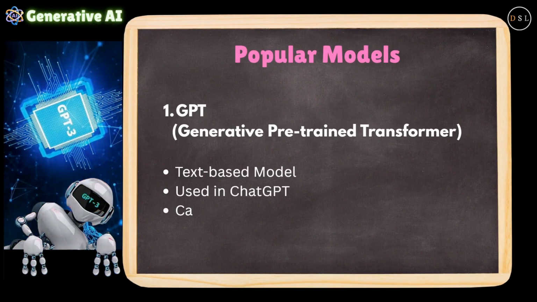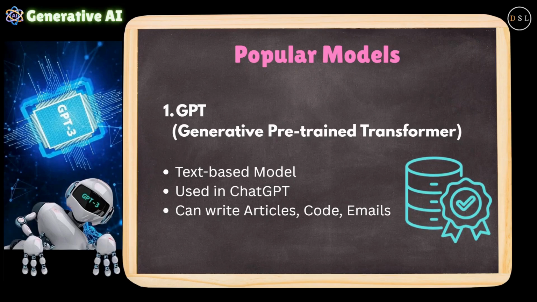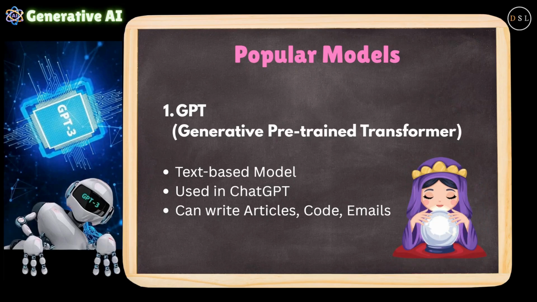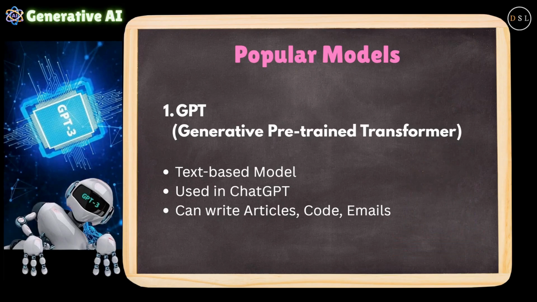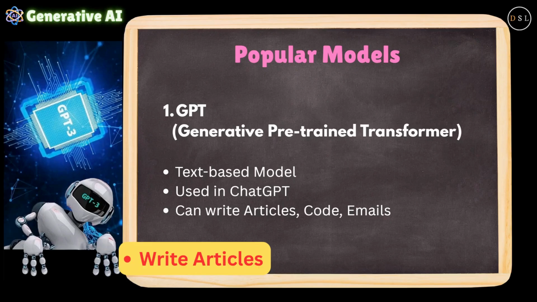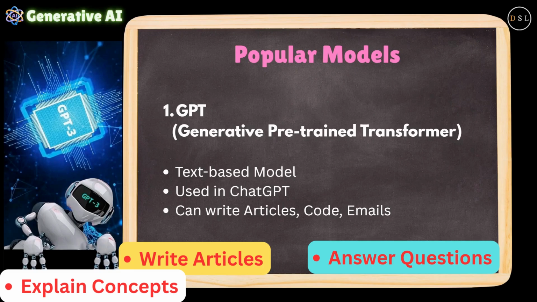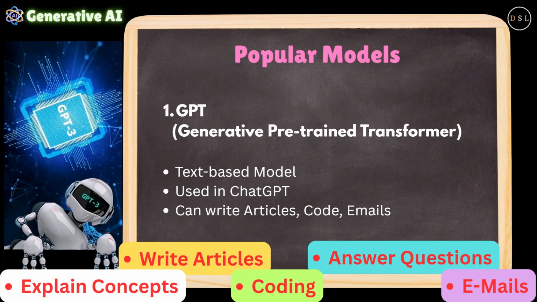First, the most famous model, GPT. GPT stands for Generative Pre-trained Transformer. This is a text generation model which is trained on massive amounts of internet data. Its job is simple. It predicts the next word in a sentence. But when this prediction becomes extremely powerful, the model can write articles, answer questions, explain whole concepts to us. It can generate code and it can also draft emails.